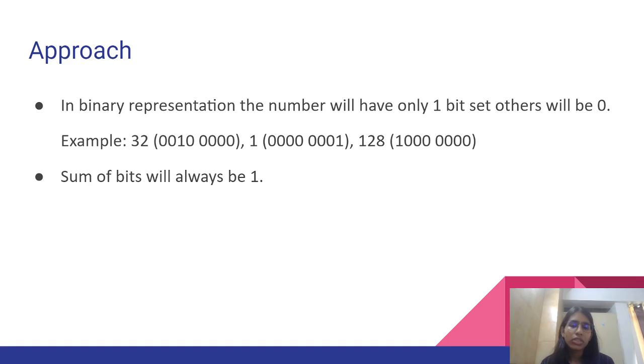So the key observation here is that if we write a number in binary representation, and all the bits except one bit are zero, then we can say that the number is a power of 2, and the sum of the bits will always be 1 in that case. So for example, 32, 1 and 128, their binary representation shows that only one of the bits is 1 and the others are 0. So this is the key observation that we are going to use.